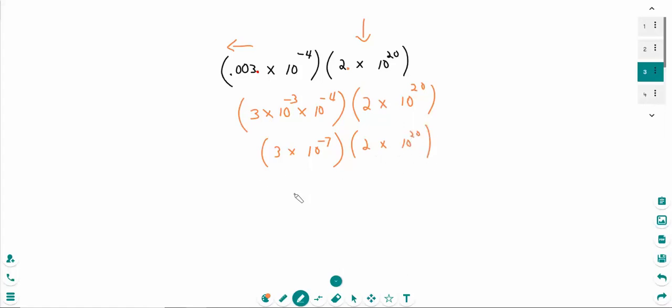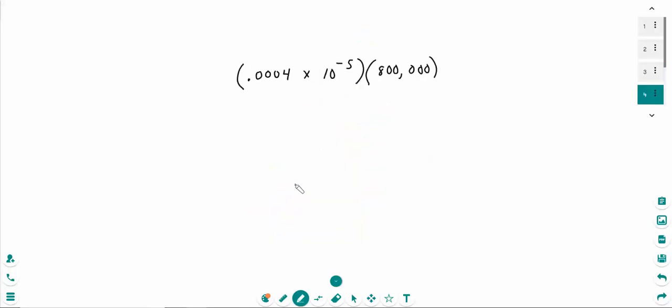All right, now we're going to rearrange, put all of our 10s at the end. So we have a 3 times a 2 times a 10 to the negative 7 times a 10 to the 20th. And if we multiply this out, this is going to give us 3 times 2 is 6. 10 to the negative 7 times 10 to the 20th, well, that is just times 10 to the 13th. And there we go. There is our solution. All right, excellent. Let's try another one. So if you didn't get the last one, you get a second try here. Pause the video, try this one on your own, and then we'll do it together.